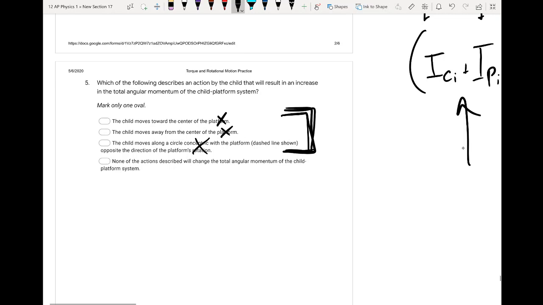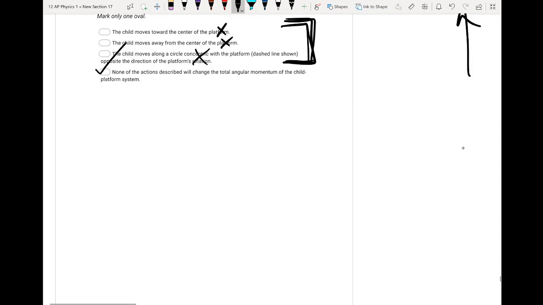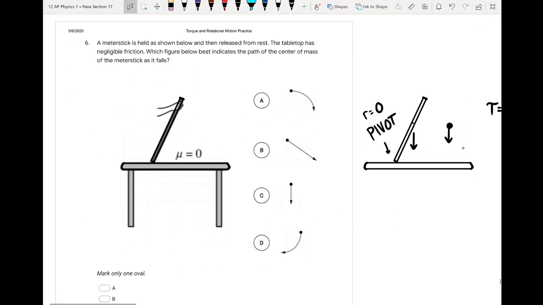So we have internal forces, but no outside forces, and therefore internal torques and no external torques. So none of these will actually be able to change the angular momentum. All right, this one's tricky.